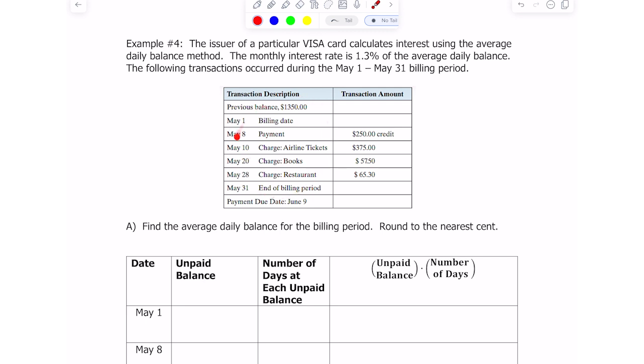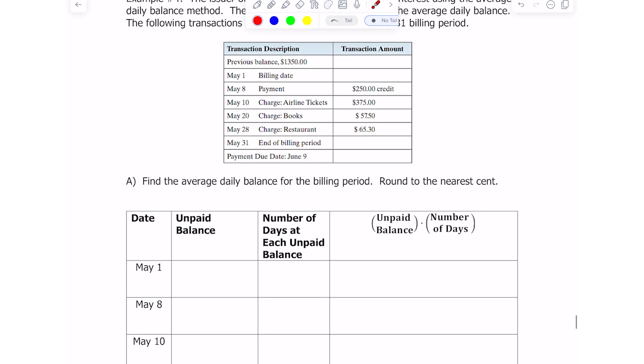This is the previous balance on the card. May 1st is the billing date. On May 8th, there was a payment of $250, so there's a credit towards that. But then there's all these charges for airline tickets, books, a restaurant, and then it's the end of the billing period. And then the payment due date is June 9th. Okay, so right now I know that my unpaid balance is this $13.50.